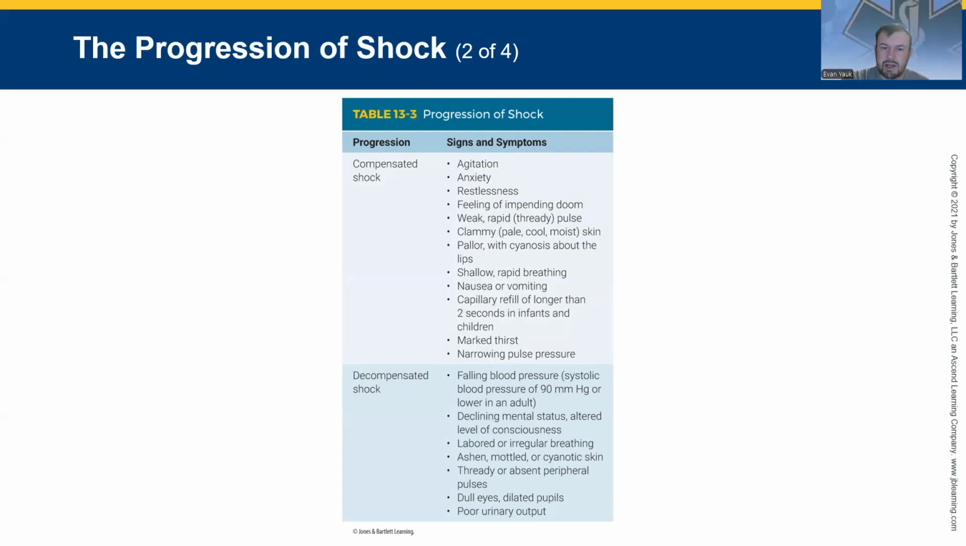When we hit that decompensated, this is where things are getting really bad. We get falling blood pressure. We'll get that systolic blood pressure of 90 or lower in adults, declining mental status, altered level of consciousness, labored or irregular breathing, ashen, which is that gray color, mottled or cyanotic skin, thready or absent peripheral pulses, dull eyes, dilated pupils, poor urinary output.